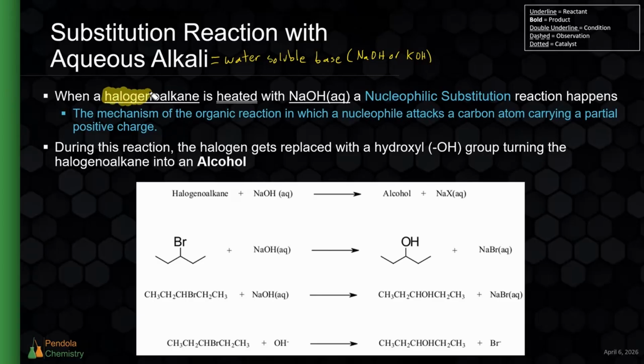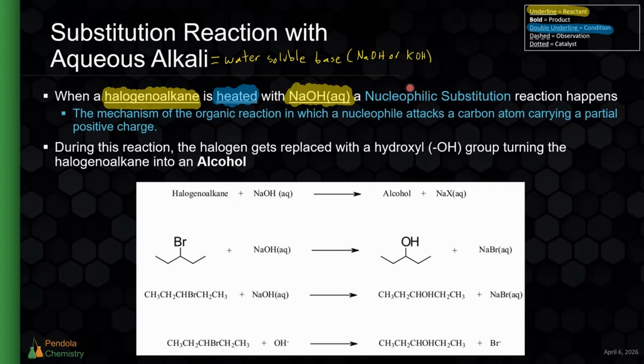So when halogenoalkanes react and are heated with sodium hydroxide or possibly potassium hydroxide, the nucleophilic substitution reaction happens. Here we have halogenoalkane and sodium hydroxide underlined because they're our reactants. But this reaction does have a condition, that condition being that the reaction is heated. So we do need to have conditions present, in that double underline. Not only do we just mix halogenoalkanes with sodium hydroxide, those two reactants need to be heated in order to get a nucleophilic substitution reaction to happen.